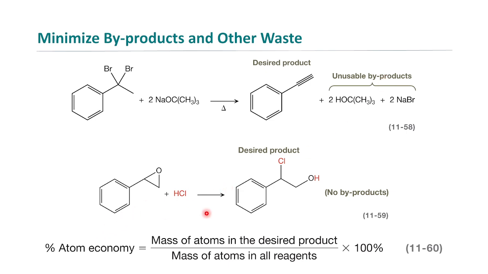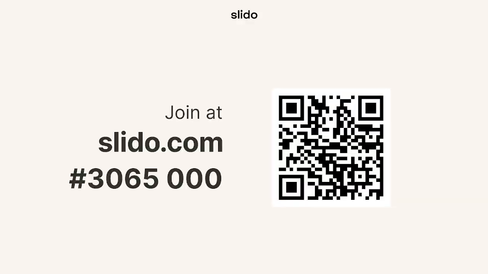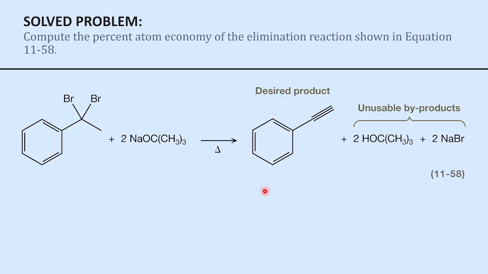And so atom economy is the mass of atoms in the desired product divided by the mass of atoms in all the reagents that you use times 100%. So let's compute here the percent atom economy of the elimination reaction shown in that equation above. We would take all these atoms right here, add them together in terms of mass from the periodic table, and then we'd add all the atoms from this side up, and we would get our mass from the periodic table.